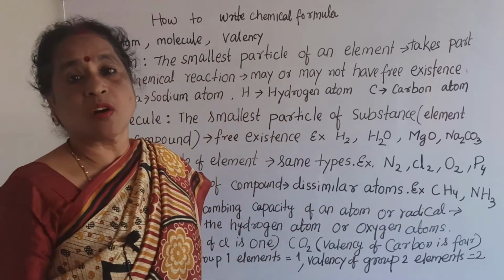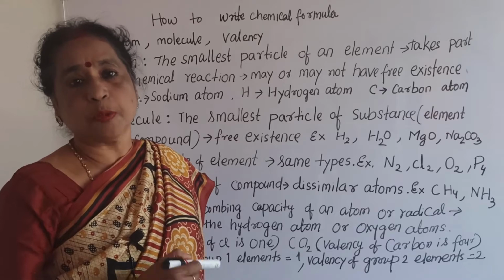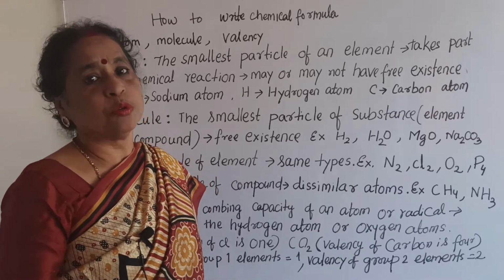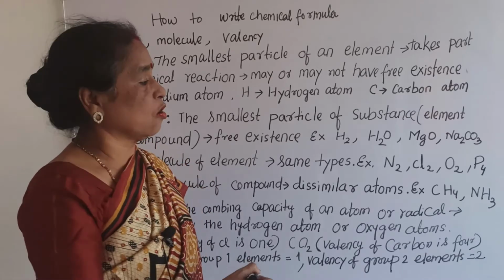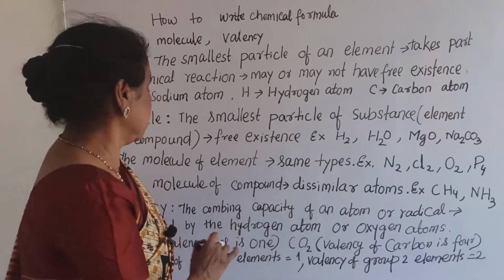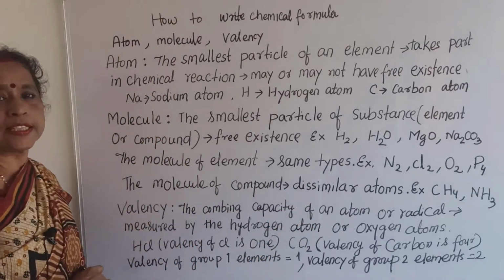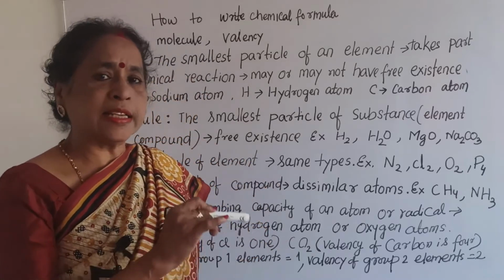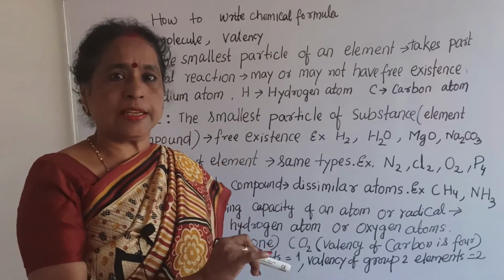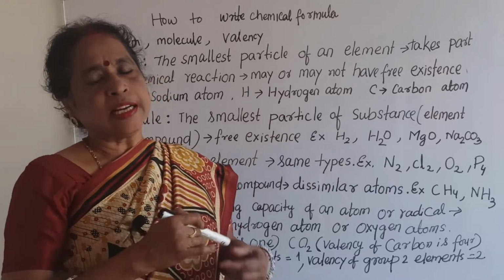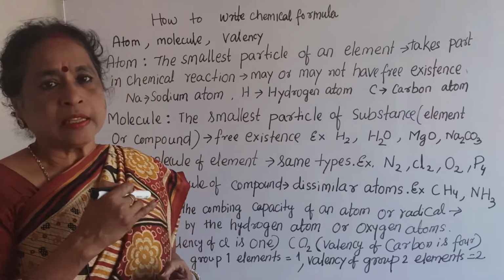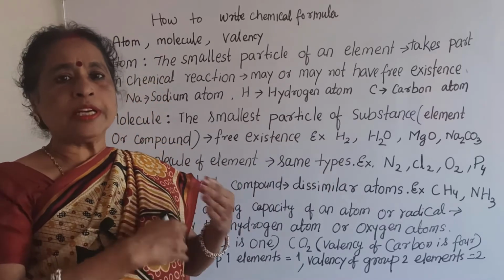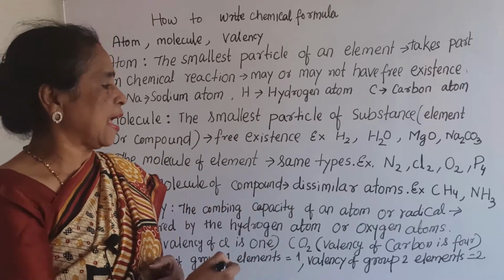So these are called polyatomic molecules. Polyatomic means more than 2, more than 3. Then come to valency. What is meant by valency? Valency means it is the combining capacity with other elements. It is the combining capacity, that means how many times it will combine with the other elements.